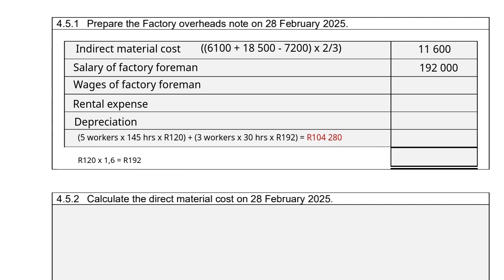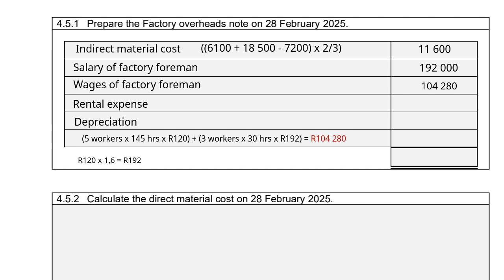So 5 workers worked 145 hours each at 120 Rand per hour, and 3 workers worked at an overtime rate of 192 Rand per hour for 30 hours. If we do the calculation, our wages of factory foreman will then be 104,280 Rand.